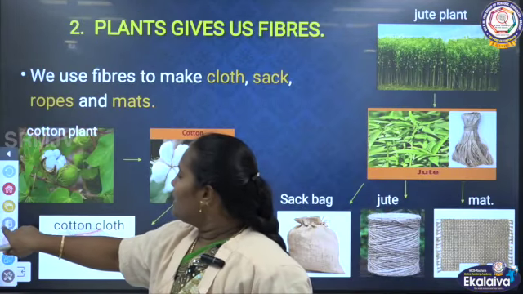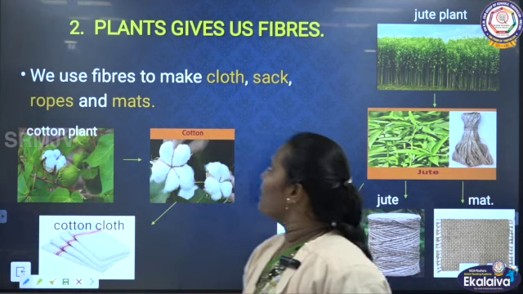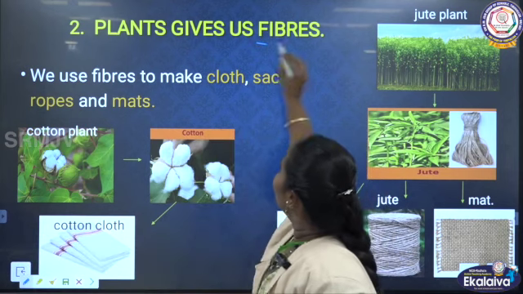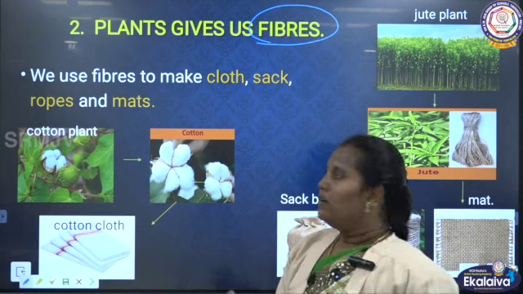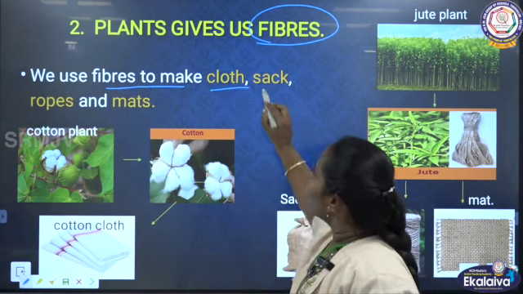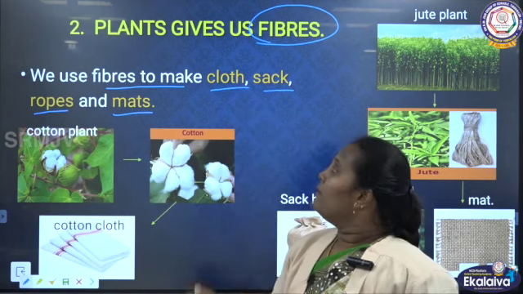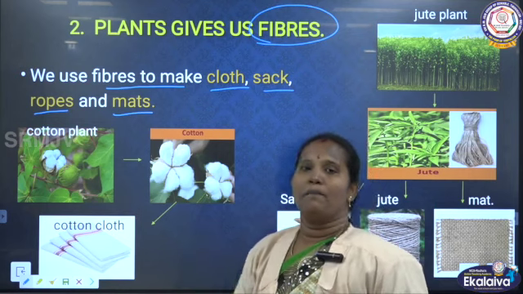Next one, we get the fiber from the plant. We use this fiber to make cloth, socks, ropes and mats. See here, we get the fiber from plants.